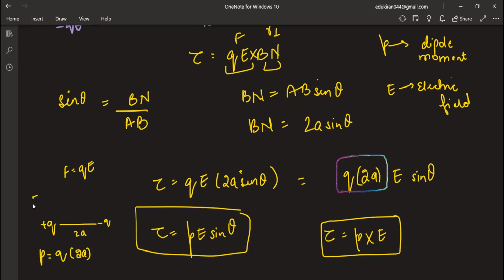The electric field for a point charge is given by KQ by R square, where K is a constant. The value of this constant we write as 9 into 10 to the power 9. Q is the charge, R is the distance.